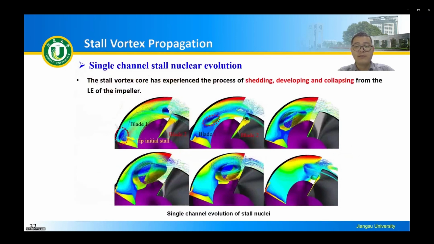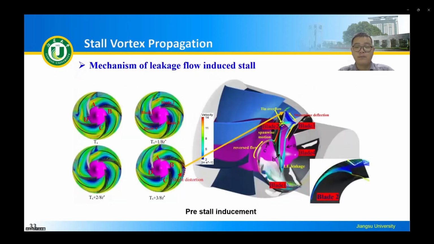Through a dynamic analysis of the stall vortex formation in a single flow channel, it is found that the stall vortex core has experienced the process of falling off, developing and collapsing from the leading edge of the impeller. By studying the relationship between the tip leakage flow and the stall flow field, it is found that the fundamental reason for the transition from stationary flow state to distorted flow state in the downstream flow channel is that the existence of the stall vortex in the upstream leads to the change of the flow path. Flow distortion is one of the main causes of pre-stall and primary tip stall.